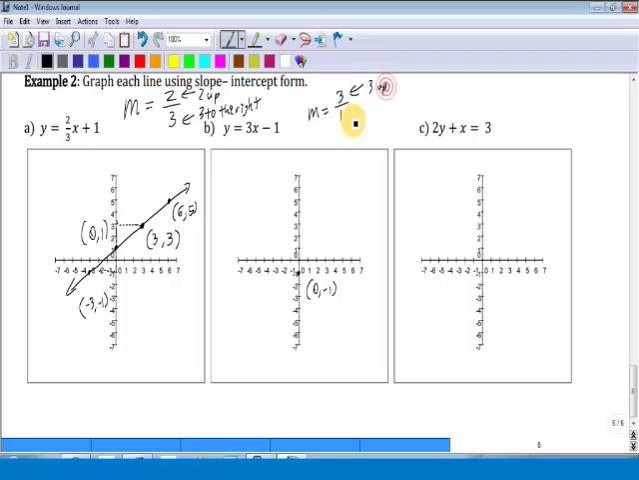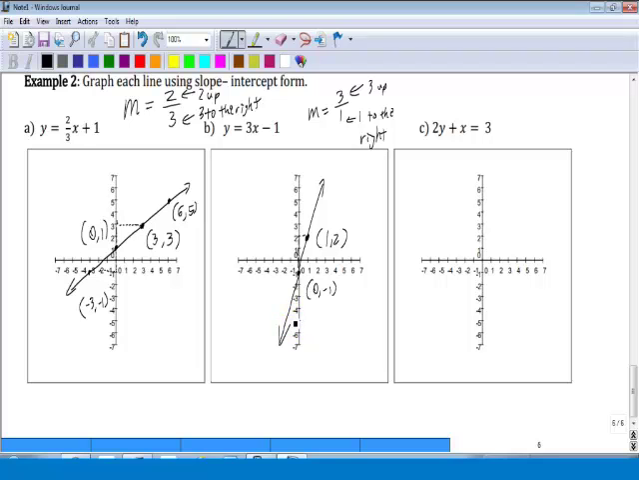3 up, 1 to the right. So how about 3 up and 1 to the right, taking us to the point 1, 2. Add 1 to the x-coordinate, add 3 to the y-coordinate, and connect the dots. I don't think we need to spend any more time on that one. Good graph of y equals 3x minus 1.